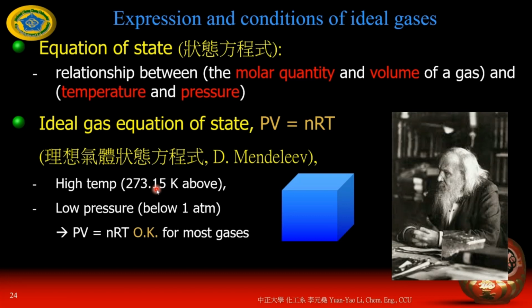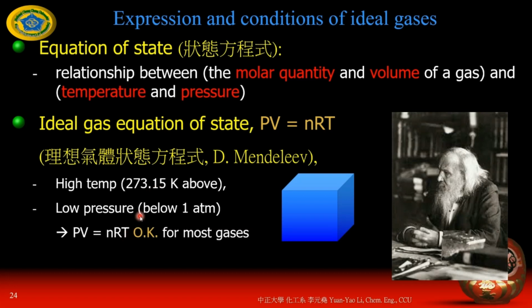0 Celsius is 0 Celsius. If the temperature is above 0 Celsius, which is 273.15 Kelvin, and it's even closer, it's very likely to be this kind of condition. The gas in this condition should be an ideal gas. Not only this, but also low pressure.